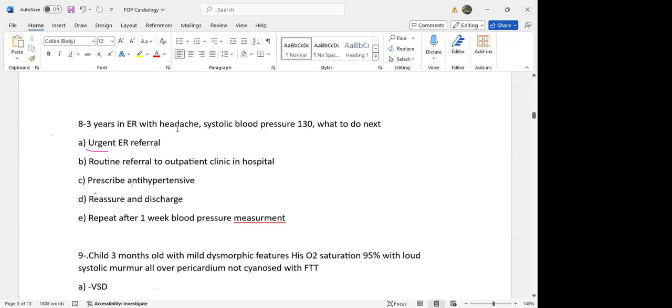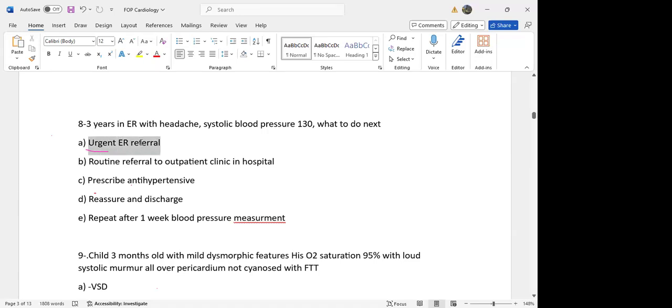So if the child presents with symptoms, especially headache, blurring of vision, something like that, then you have to take this blood pressure seriously. You cannot discharge the patient. You cannot send to the outpatient clinic. You cannot even leave the child for 1 week. We are going to assess, so all these options are wrong. The important thing is urgent ER referral, even though in the scenario they already write ER. Because it is a recall, you cannot be 100% sure this is your exam question, but you have to manage and admit this child.